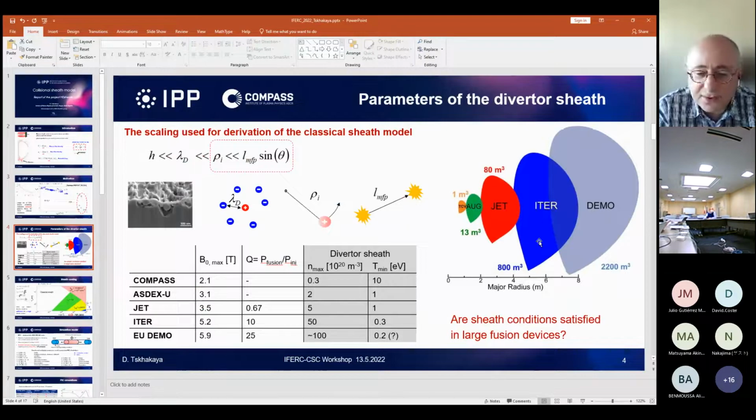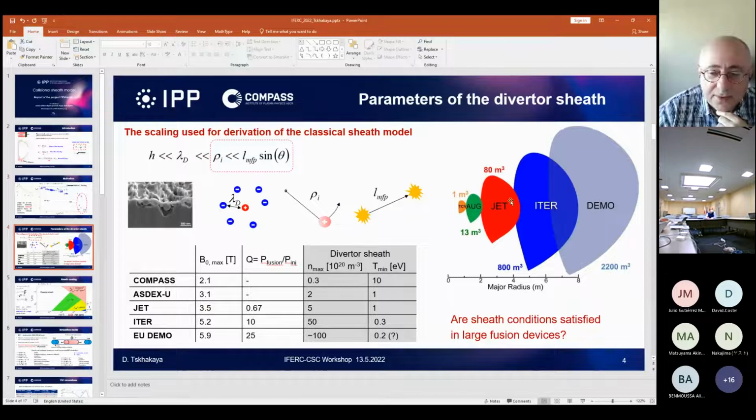And now to realize why we have such different conditions for existing machines and high density machines like ITER and DEMO, one has to consider the sheath model, the classical sheath model, and also what the conditions are in the next generation machines. There are a number of conditions you have to satisfy to have the sheath model, but I consider just the most important for us: that the ion gyro radius should be much smaller than the mean free path projection to the normal to the wall. In other words, the sheath is collisionless. And this is a very basic condition which is used in the derivation of the classical model.